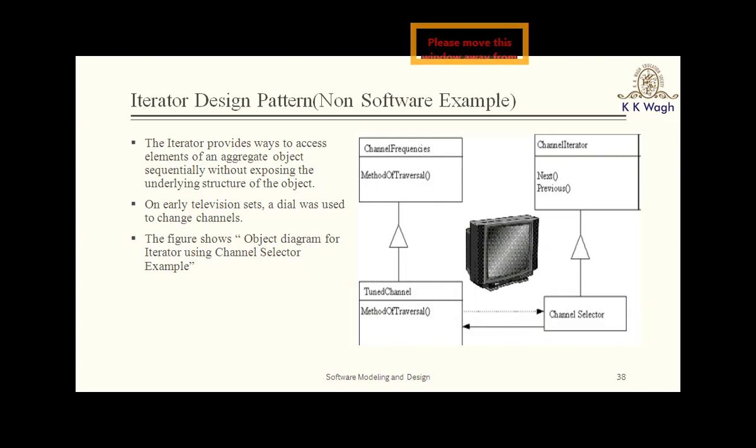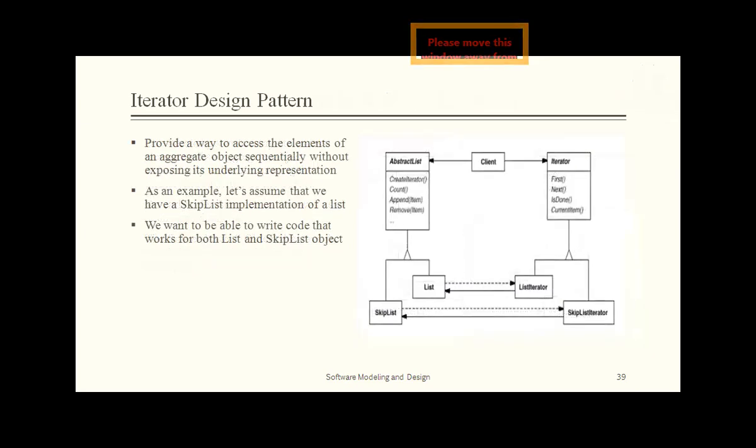Now let us move towards the next slide. Here is a class example of iterator design pattern. The intent of iterator design pattern is that it provides a way to access the elements of an aggregate object sequentially without exposing its underlying representation. The key idea in this pattern is to take the responsibility for access and traversal out of the list object and put it into an iterator object.